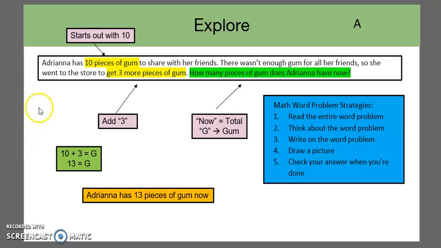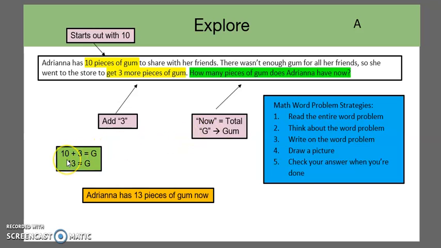In looking at the problem, we know that Adriana started with 10 pieces of gum. That's important. There wasn't enough gum for her friends, so she went to the store to get 3 more pieces of gum. So since it looks like we're adding 3 to the original amount, 10, that tells us we're going to be doing 10 plus 3. How many pieces of gum does Adriana have now? So we're going to use the letter G for gum, and that will give us an idea of how much gum she will have right now.